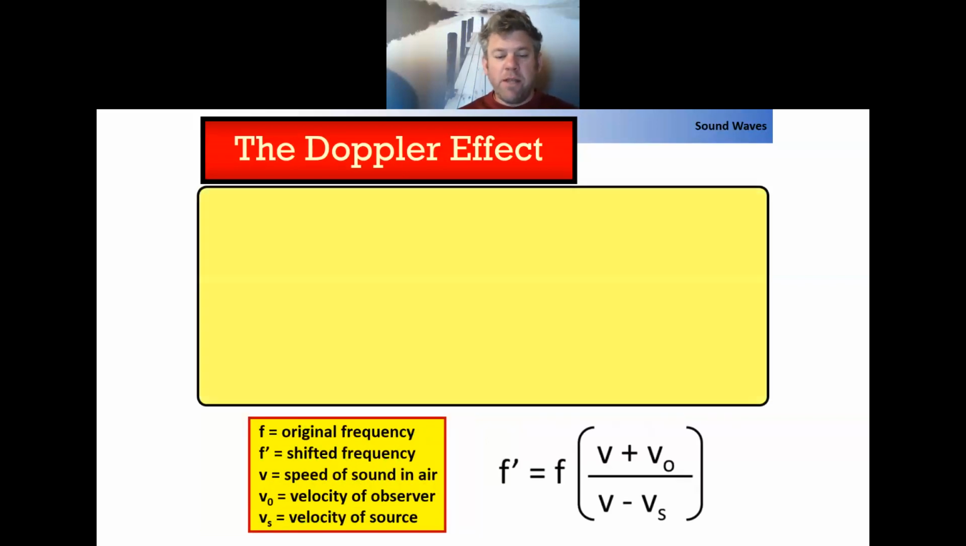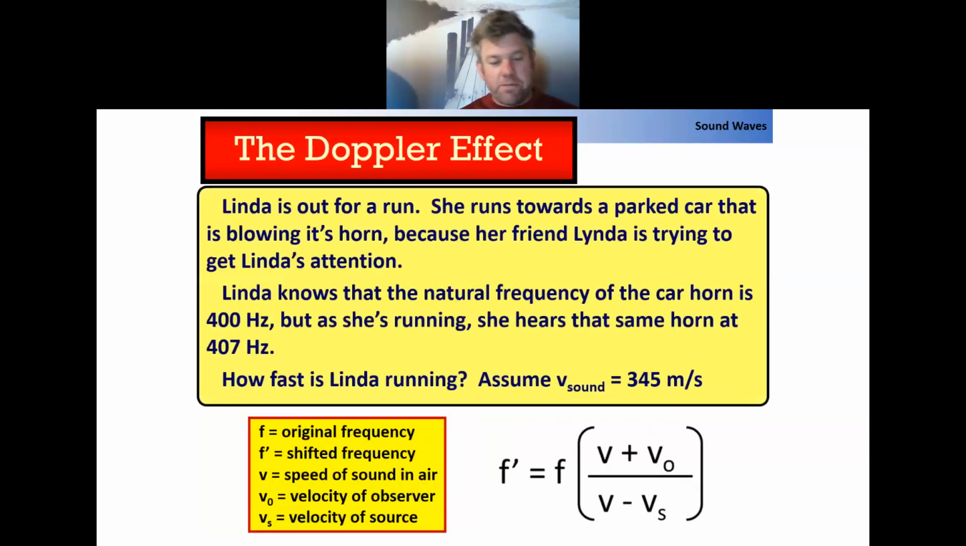All right, let's try one out. So Linda's out for a run. She runs towards a parked car that is blowing its horn because her friend Linda with a Y is trying to get Linda with an I's attention. Linda with an I knows that the natural frequency of the car horn is 400 hertz. Who doesn't know that? I didn't. But as she's running, she hears the same horn at 407 hertz. Linda with an I has a very, very sensitive and tuned ability to understand the different frequencies.